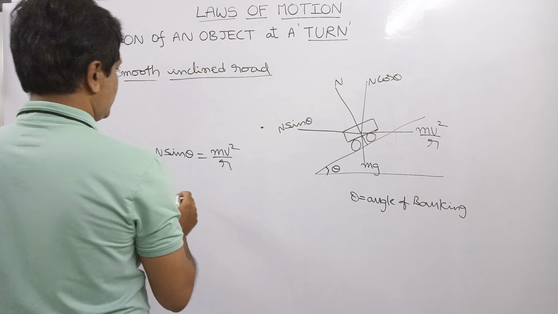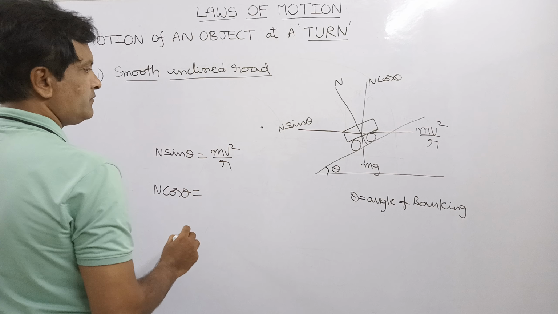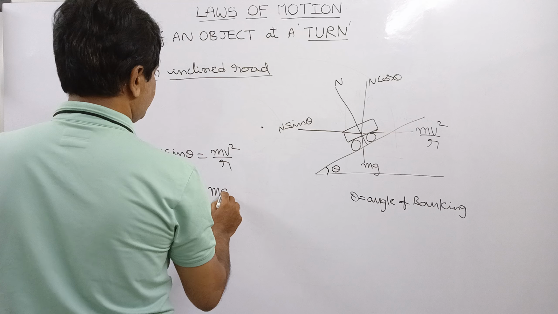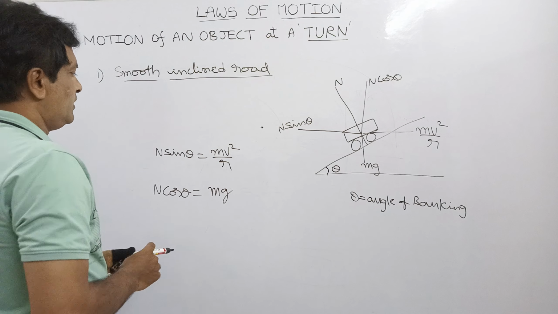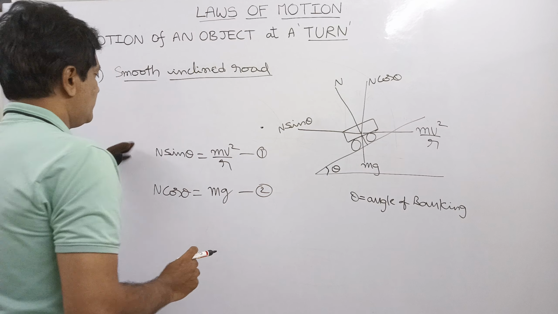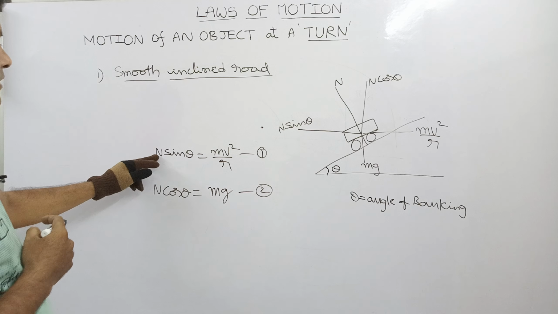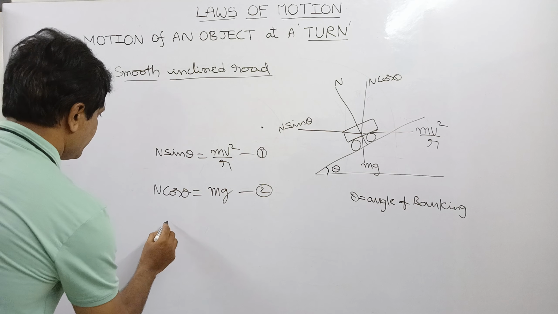So N sin theta is equal to mv square by r, and N cos theta is equal to mg. So this is equation 1, this is equation 2. If we divide equation 1 by equation 2, we see what happens.